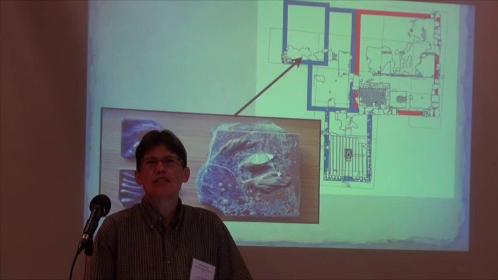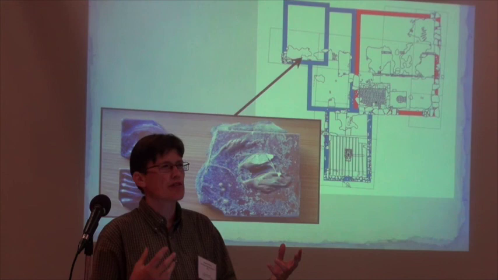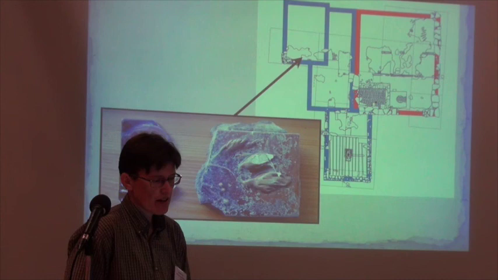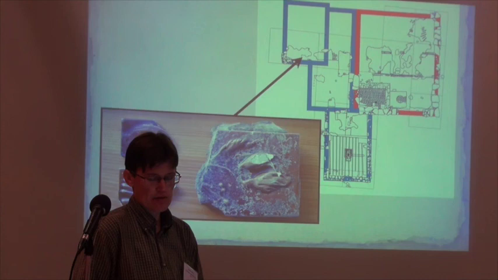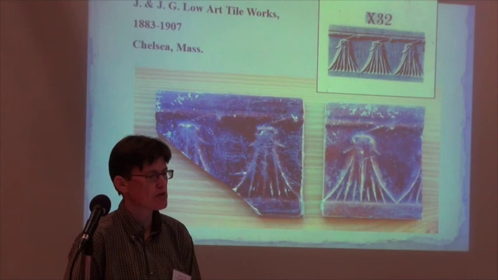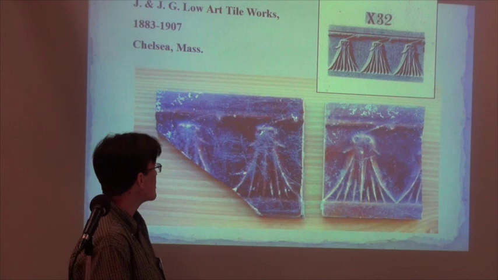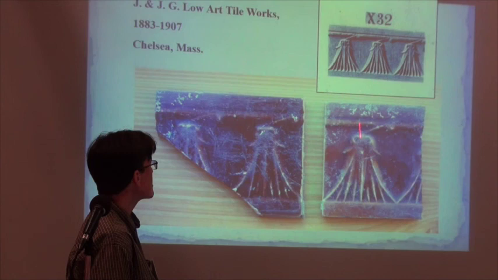Because remember, we didn't know a lot about how this house of this significant individual was appointed on the inside. And in the area of that 1881 addition, in the base of the tower, we found a lot of art tile. This art tile was made in Chelsea, Massachusetts by J.G. Low Art Tile Works. And these are some fragments of the tiles that we recovered. And this is the catalog illustration of this tile.